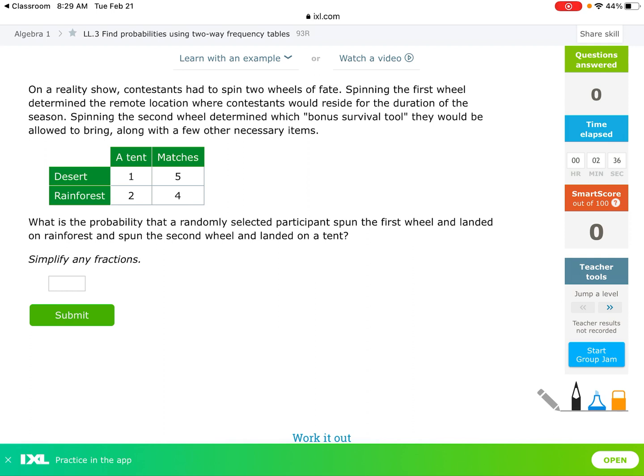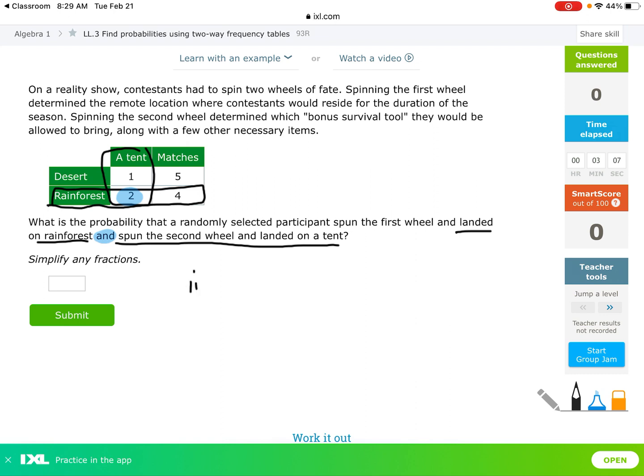I'm going to be going over this IXL finding probabilities using two-way frequency tables. So the first thing you're going to want to look for is these conditions here. In this first problem, the first condition is landing on the rainforest, and in this case, all this is the rainforest. The second case is landing on a tent, and in this case, this is the tent. And then the key word here is the "and," which is right here, the intersection.